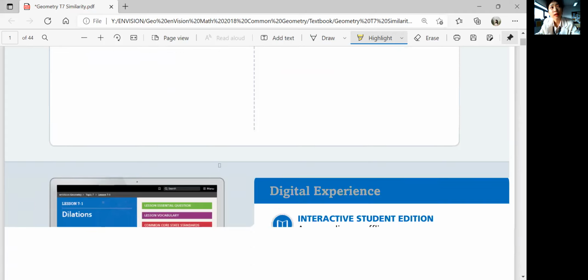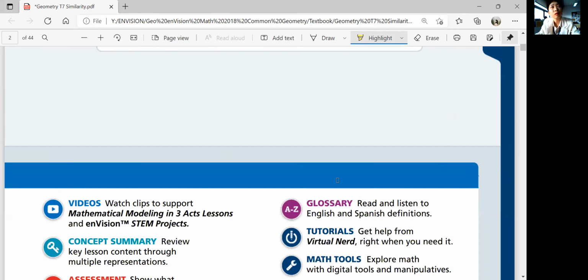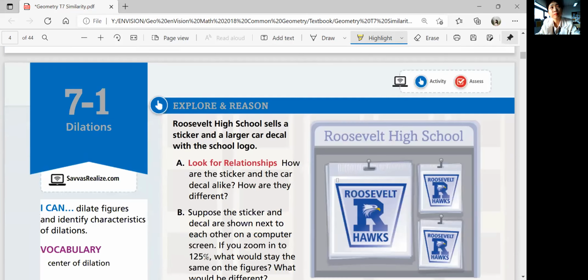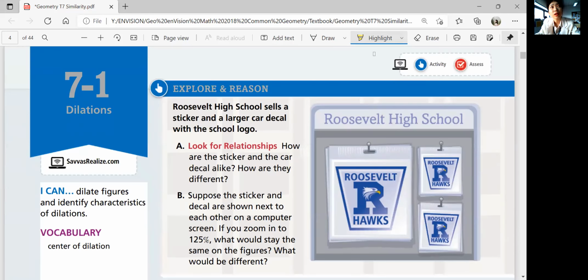Okay, let's look at our first lesson. Lesson 1, dilations. We'll start with dilations. In this lesson, we'll figure out how to dilate figures and identify characteristics of dilations. The important vocabulary here is the center of dilation. Let's look at explore and reason.